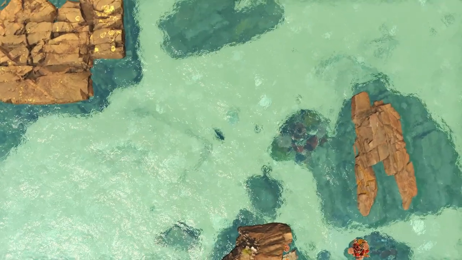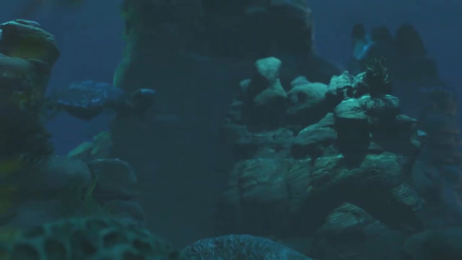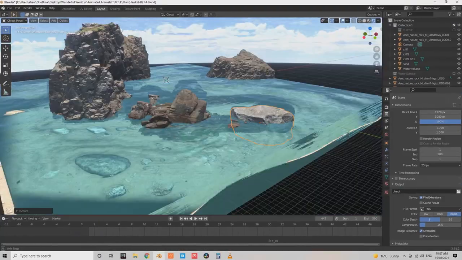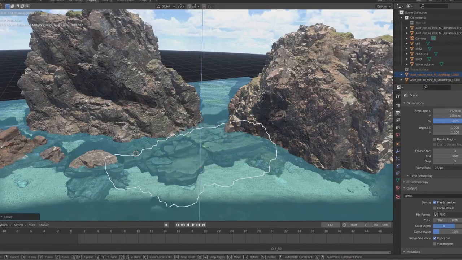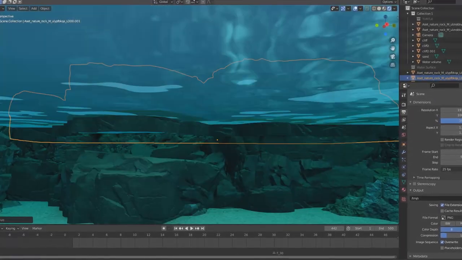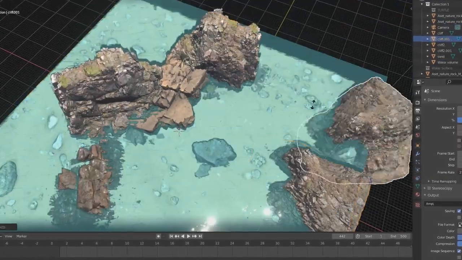The project was split into two segments, what takes place above water and what happens underwater. Using Blender, I started with the reef above the water. Many hours were spent carefully arranging the rock, coral, and seaweed assets to create the world I was after.